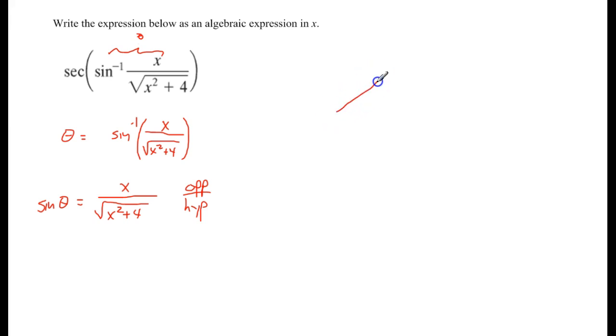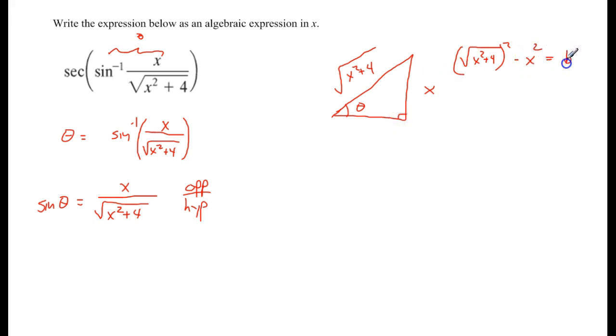So when we set up our right triangle, there's my angle. Alright, the opposite side of that angle is x. The hypotenuse is the square root of x squared plus 4. Alright, and now I need to solve for this side. Again, I was calling it b squared before. So the square root of x squared plus 4 squared minus, because we're solving for a leg rather than the hypotenuse, minus x squared equals b squared, equals some leg.